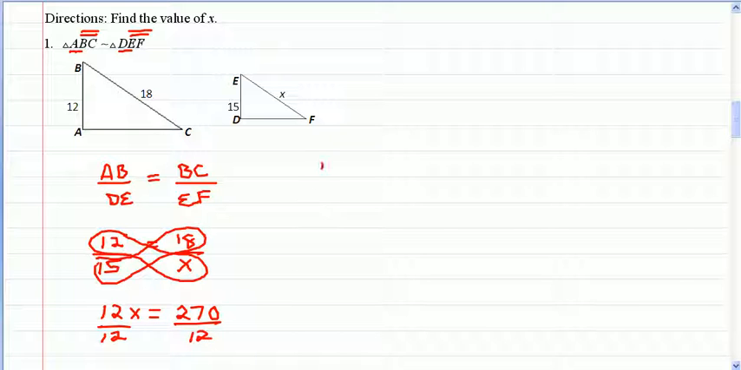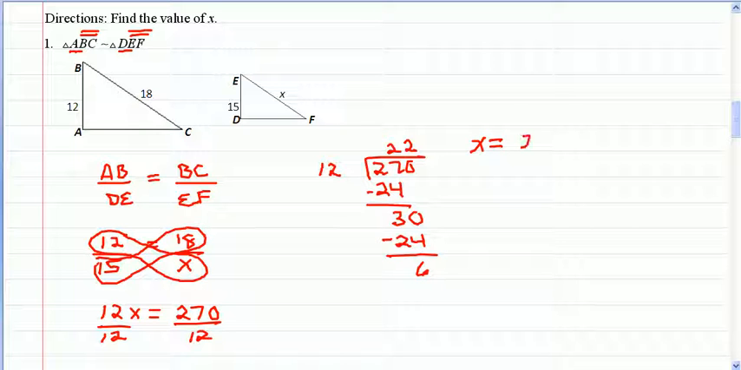So if I take 12 and divide it into 270, 12 goes into 30 twice, and I get a remainder of 6. So I have x is equal to 22 and 6 over 12, which reduces to 22 and 1/2.